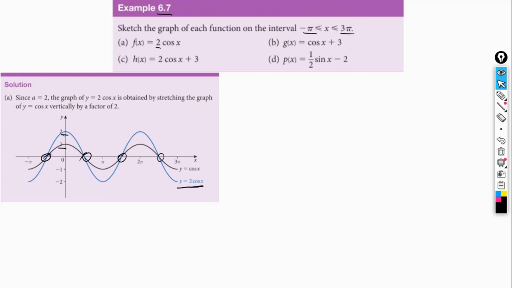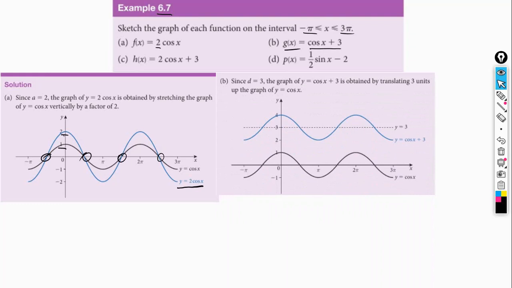For b, it says g of x is equal to cosine of x plus 3. So this is a vertical shift upwards by 3. We can see that in the graph. Notice that we have exactly the same cosine function, but shifted up 3 units. Normally, the function has a symmetry with respect to y equals 0, or the x-axis, but for cosine of x plus 3, that's shifted 3 units up to y equals 3. Other than that, everything else remains the same.